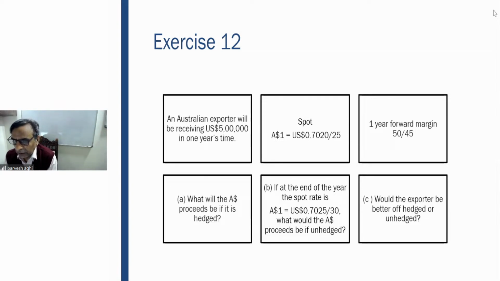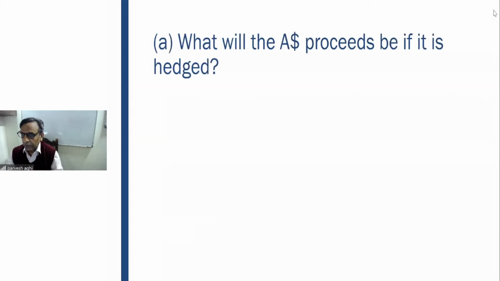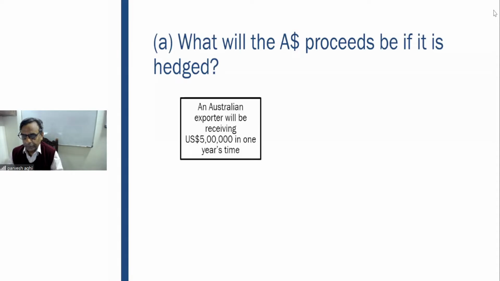Now, if you look at the quotations, the first is the Australian dollar. He is going to first buy US dollars. So we have the quote, right? It's a European quote. Sorry, it's an American quote. And so we can easily find out what the Australian dollar proceeds will be if it is hedged.